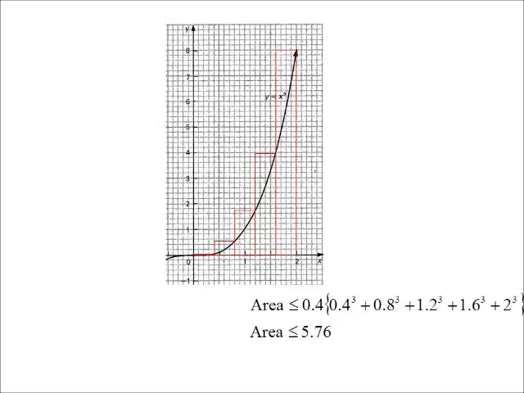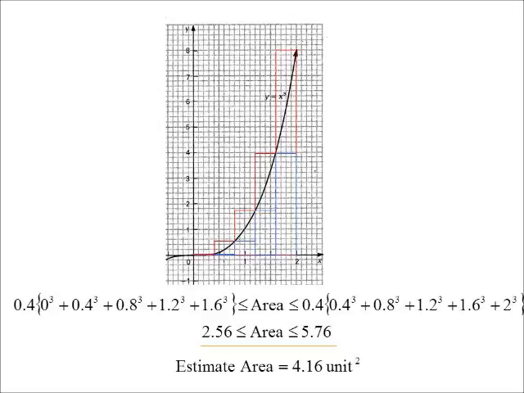But again, I could do the inner rectangles. Here they are. And I can now trap it between 2.56 and 5.76. The estimate now would be 4.16. So just by going from 2 rectangles to 5 rectangles, I've got a lot better. Remember, the exact area was 4.